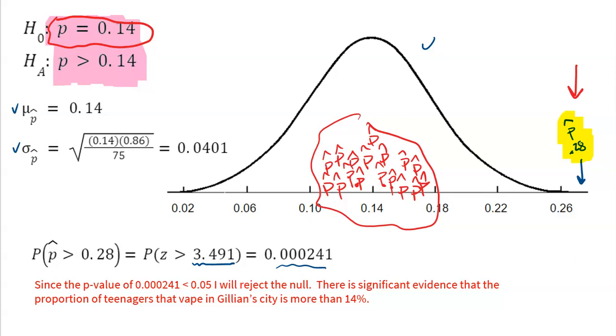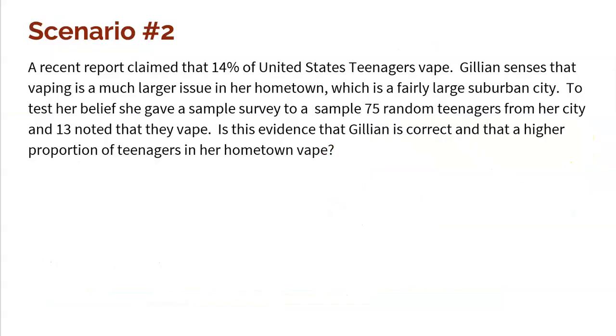All right, now let's look at actually the opposite of this issue with scenario number 2. A recent report claimed that 14% of United States teenagers vape. Jillian senses that vaping is a much larger issue in her hometown, which is a fairly large suburban city. So to test her beliefs, she surveys 75 random teenagers, and 13 said that they vape. So once again, she read that 14% is the truth, but she's wondering, does her sample give significant evidence that it's more?